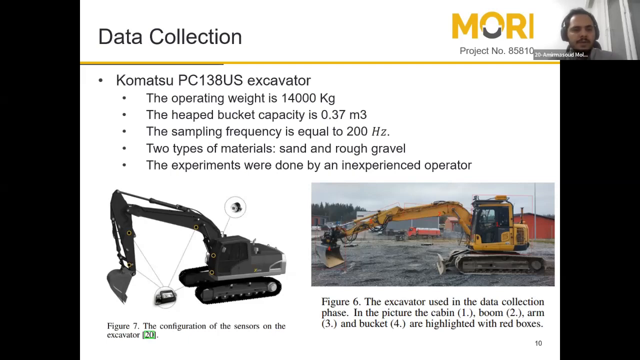In figure number 7, you can see the placements of the cabin encoder and also the IMU sensors on different parts of the machine: one IMU sensor on the bucket, one on the arm, the boom, and also on the cabin. The experiments in this paper were done by me. I'm a very inexperienced operator.